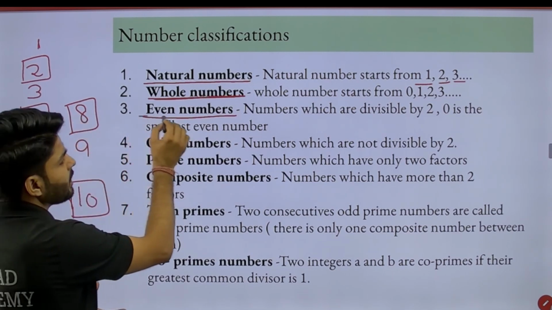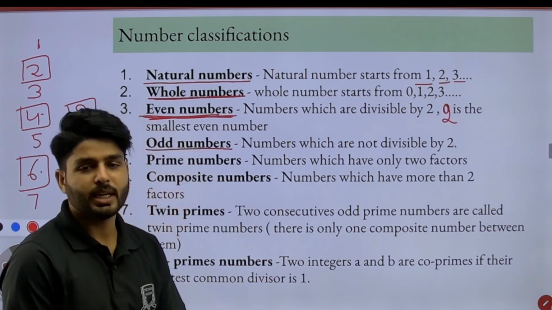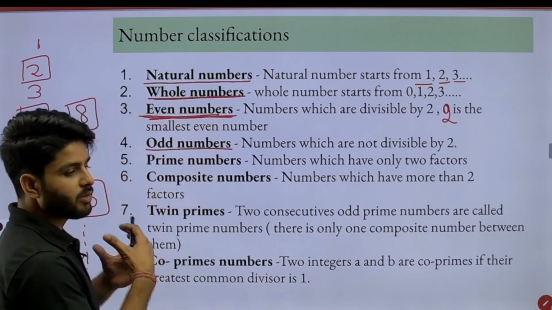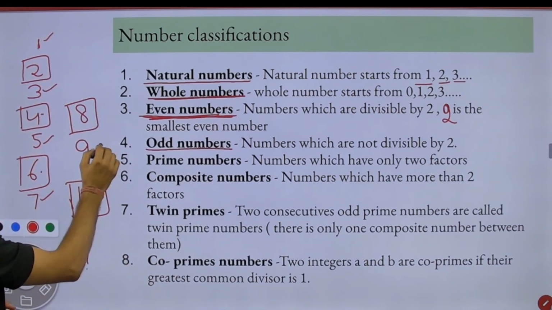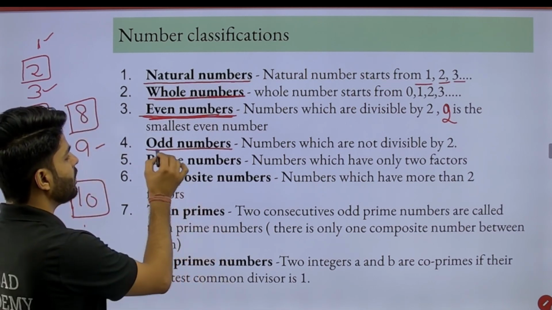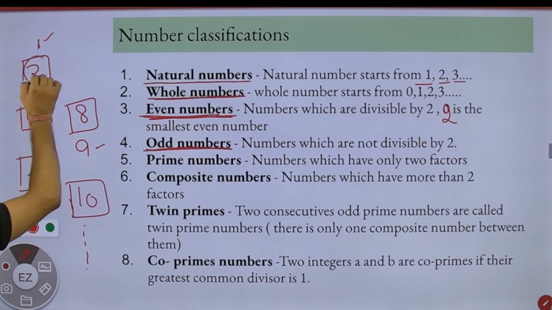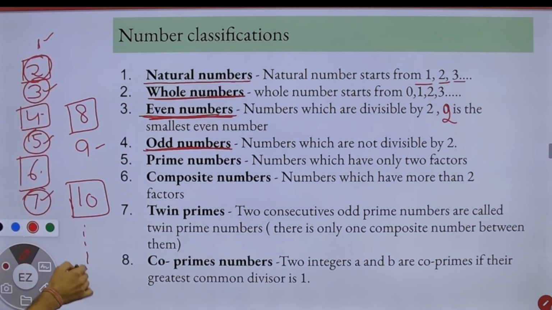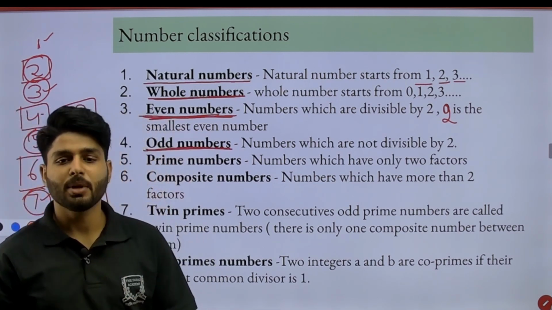Even numbers are those numbers which are divisible by 2. 2 is the smallest even number. And if we observe these numbers again, we can clearly see some numbers are not divisible by 2. The numbers which are not divisible by 2 are the odd numbers. Then we still have numbers like 2, 3, 5, 7 and many others which are not divisible by any number except 1 and itself.